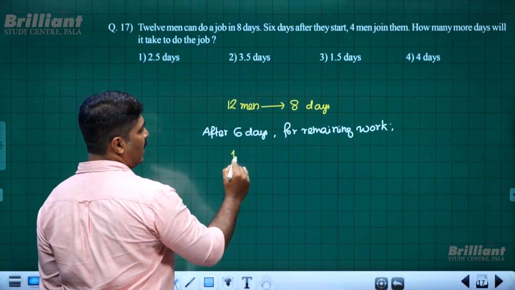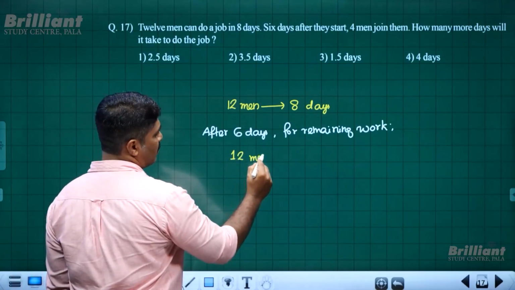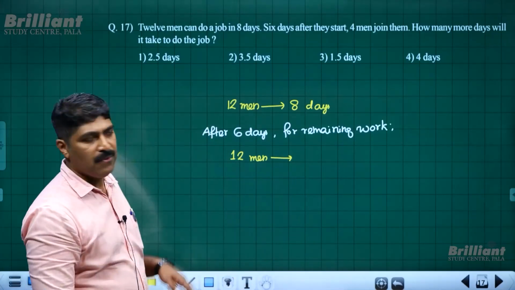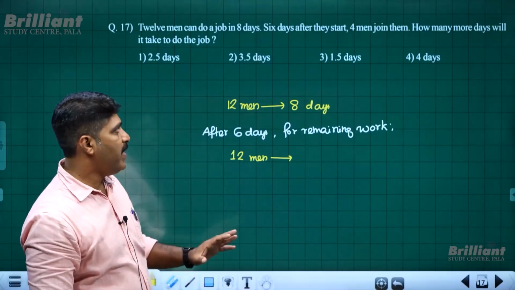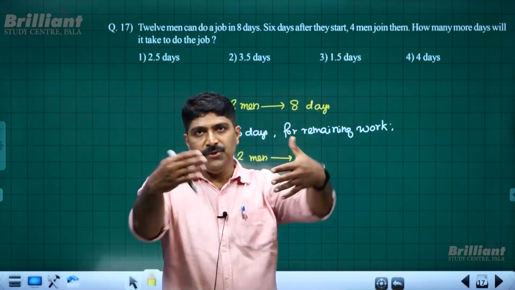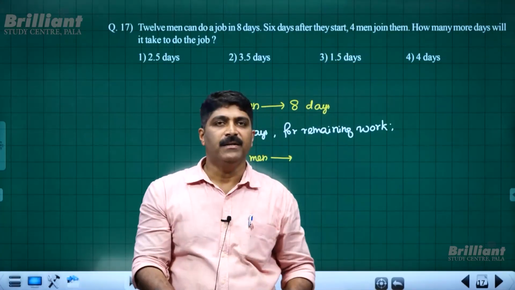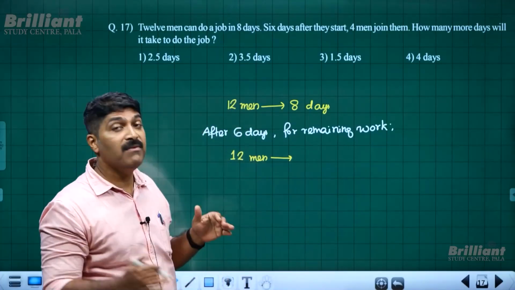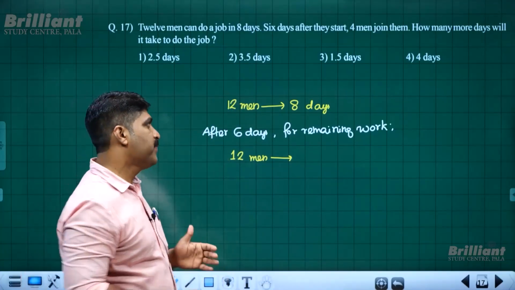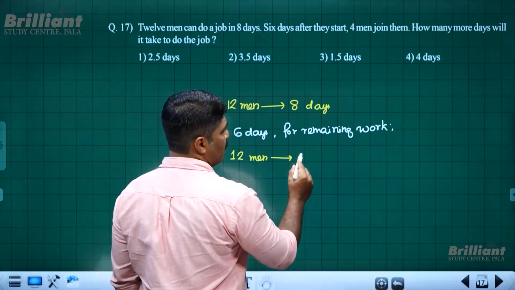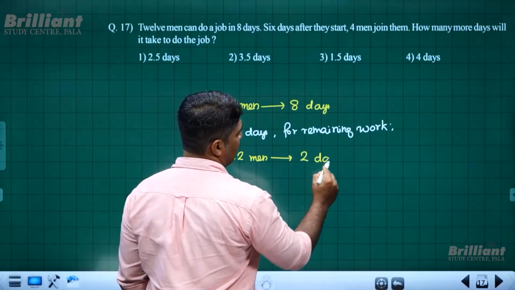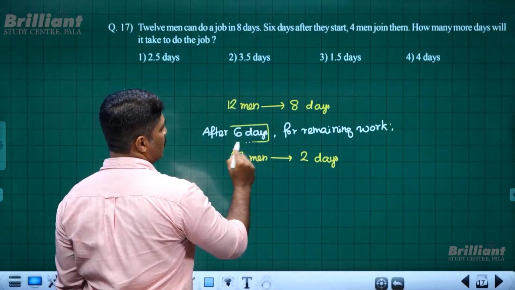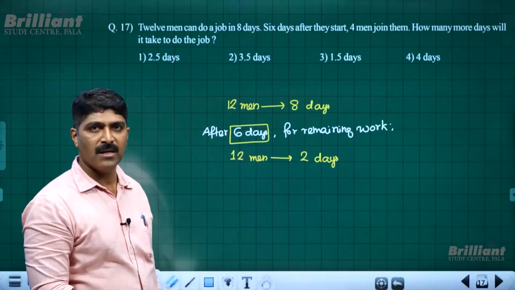So they are the same 12 men. They required how many days for finishing the remaining work? Suppose we are not considering that four men joining, that's a new situation. We are considering it later. So we are considering the initial situation, that is there were the initial 12 men. They required 2 days for the remaining work because 6 days are over. So we need 2 more days for finishing the remaining work.